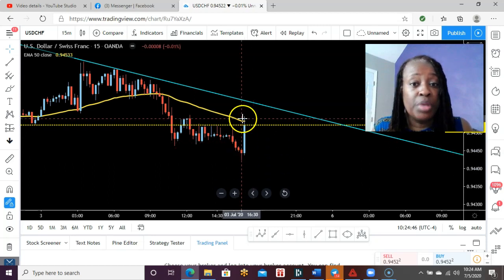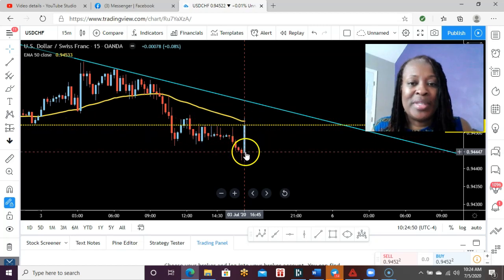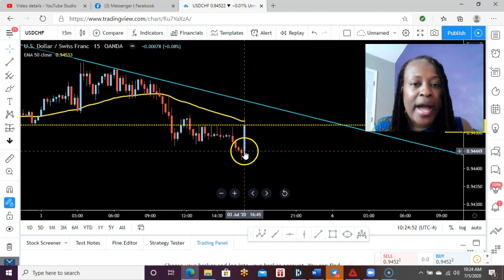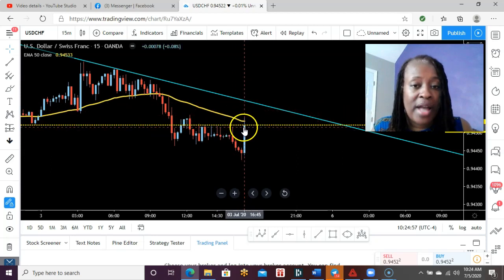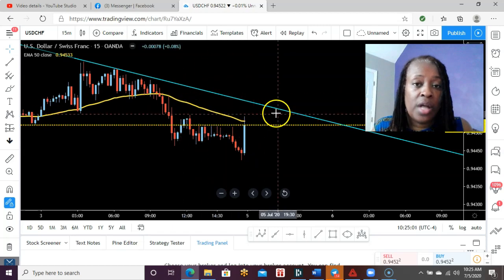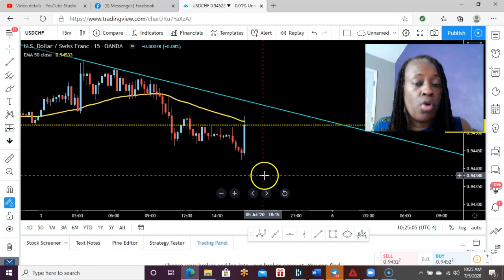Now, we just got this bullish engulfing candle, right? What that means is that price wants to start rallying up. However, it's still under my 50. It's still under my 4-hour trend line, right? We're still in an overall sale.